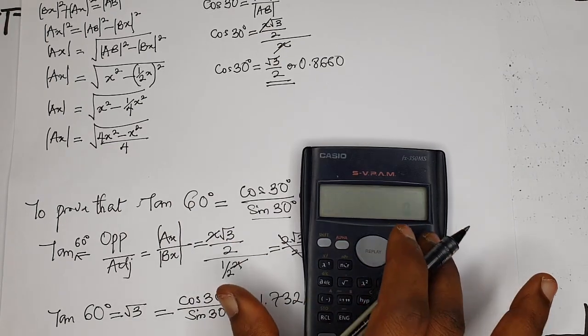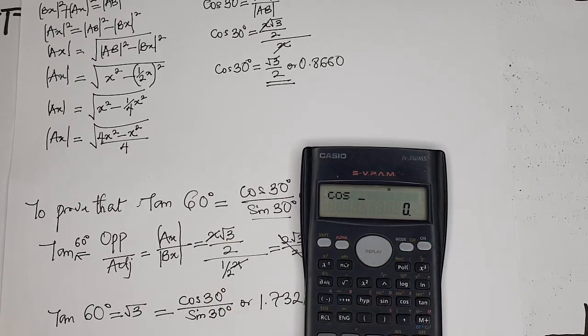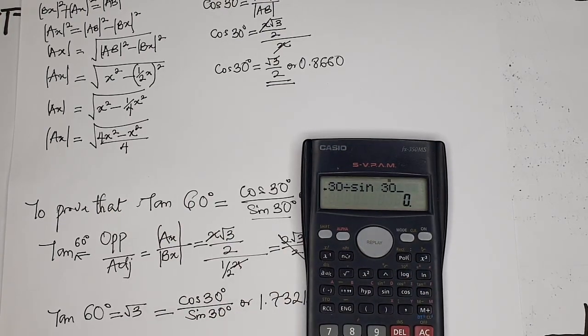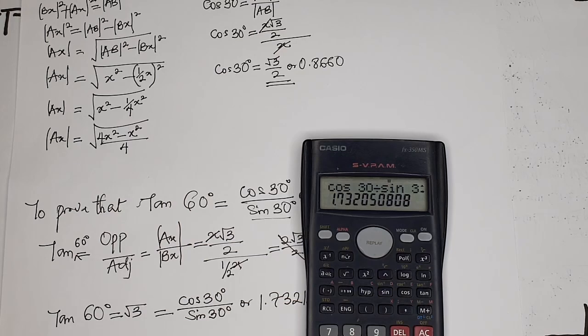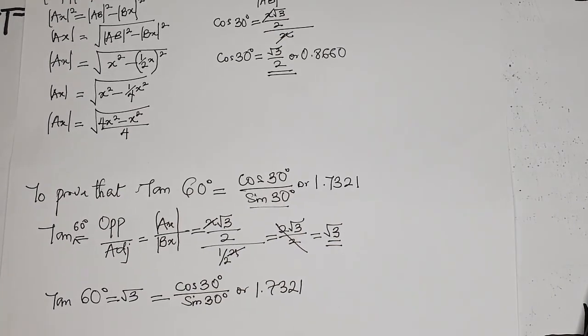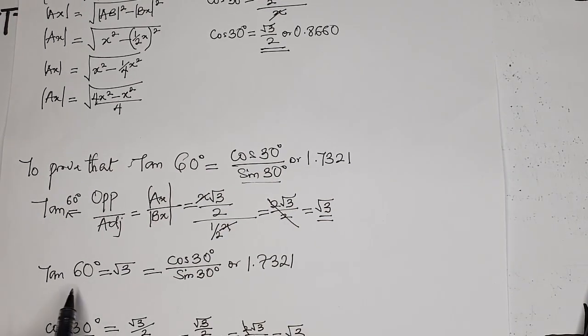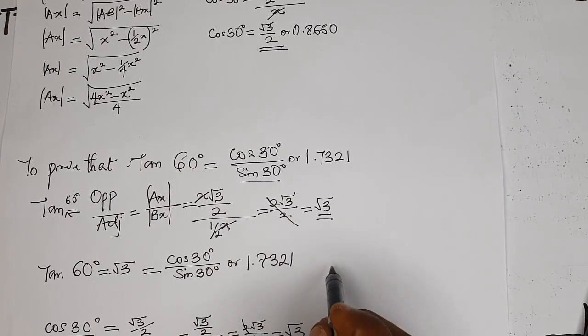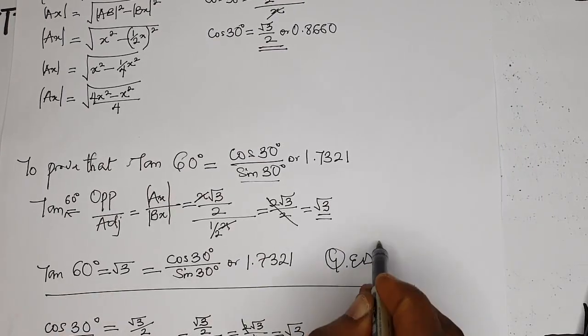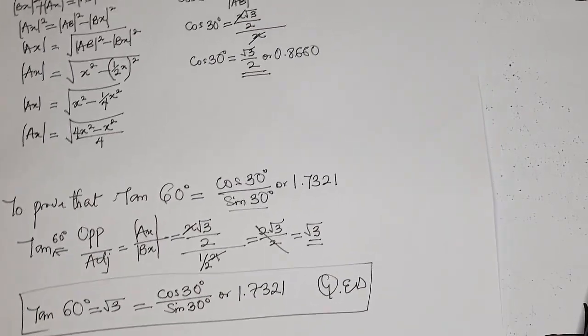What about cos 30 divided by sine 30? Will it give us the same thing as well? Let's see. Cos 30 divided by sine 30 equals, what do we have on screen? 1.7321. So we can say for sure that tan 60 is equal to root 3, or cos 30 over sine 30, or 1.7321. QED. We have ended up giving a comprehensive proof of what we are required to do right from the beginning.